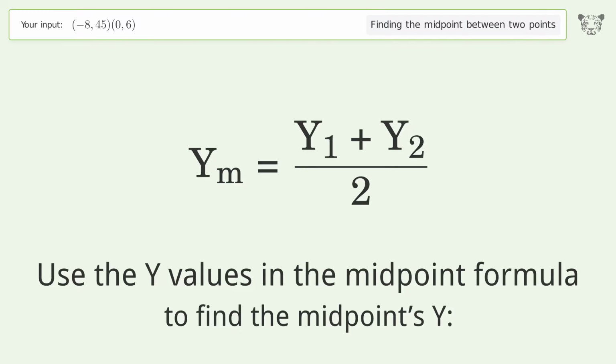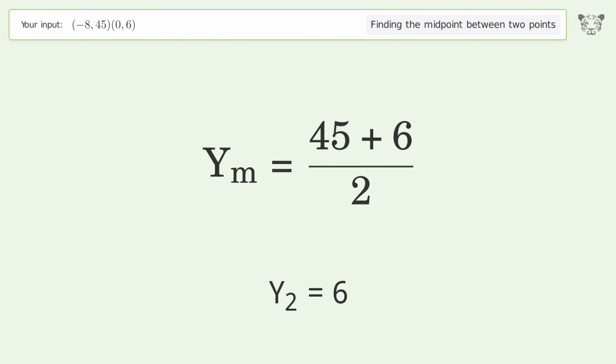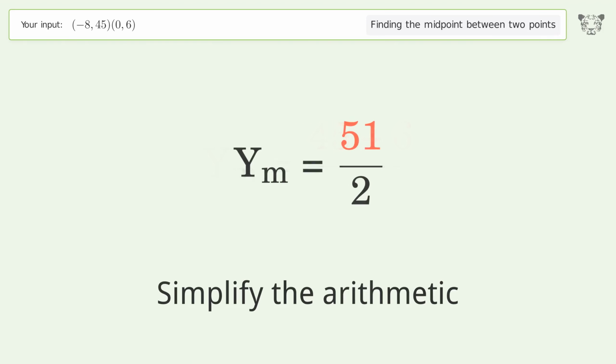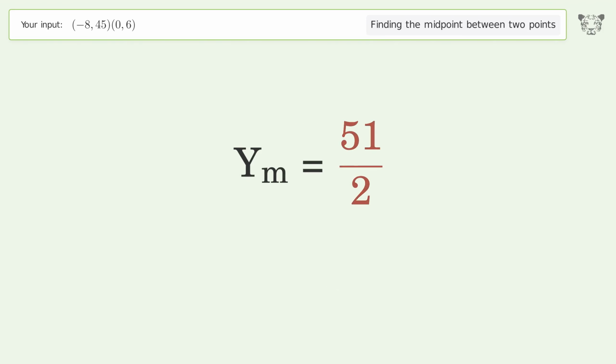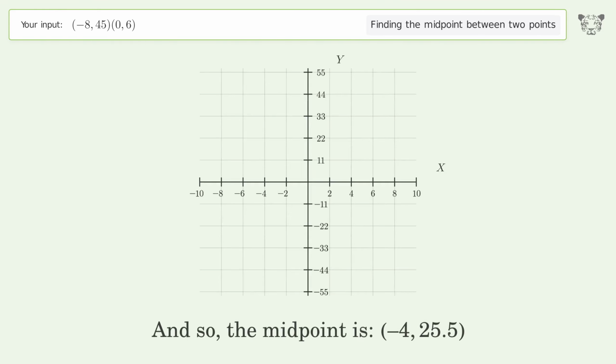Use the y values in the midpoint formula to find the midpoint's y. y1 equals 45. y2 equals 6. Simplify the arithmetic. And so, the midpoint is -4, 25.5.